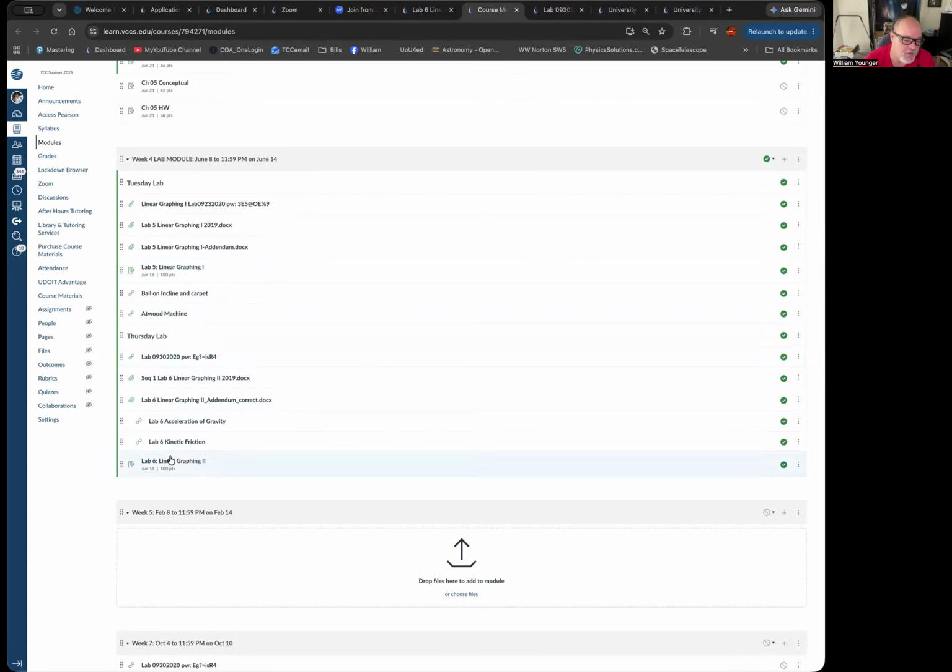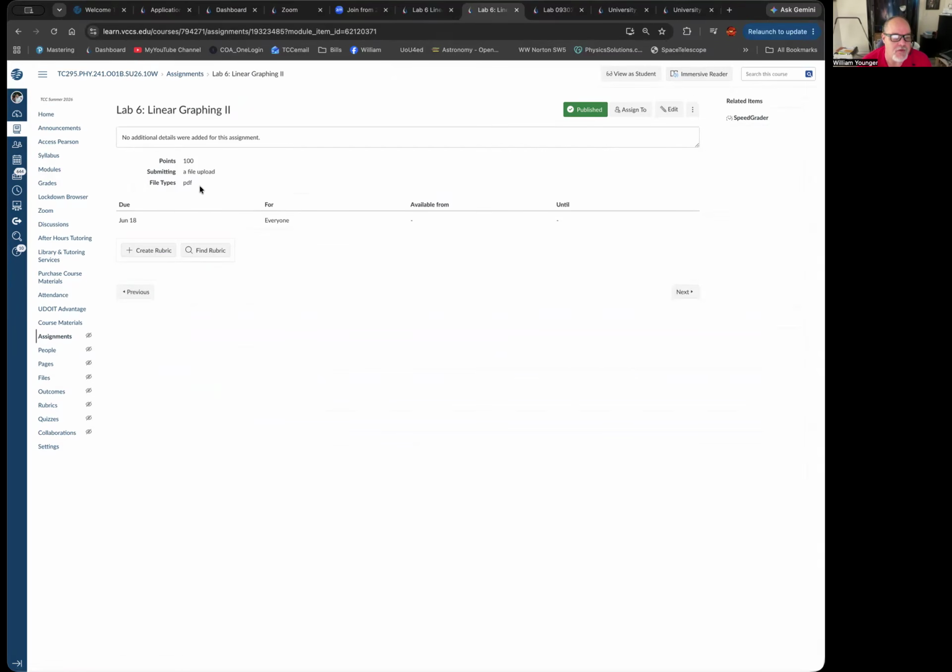And of course, like always, this is the second lab of this week. And just like always, you're going to turn this in here. You can see it only takes a file type of PDF. It should be exactly one document. In fact, you're going to lose points if you turn in multiple documents for one lab.